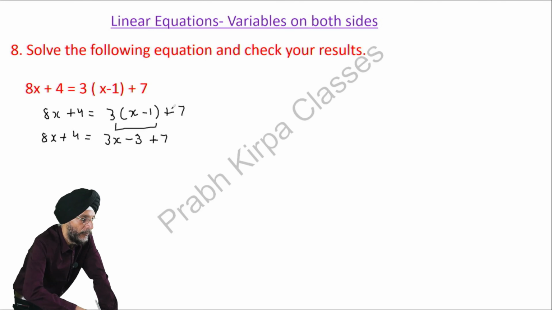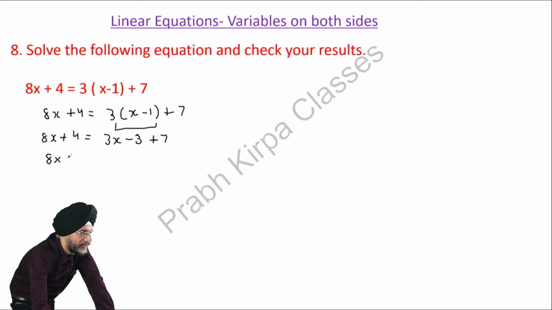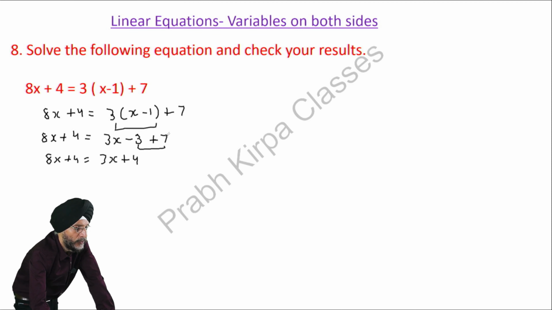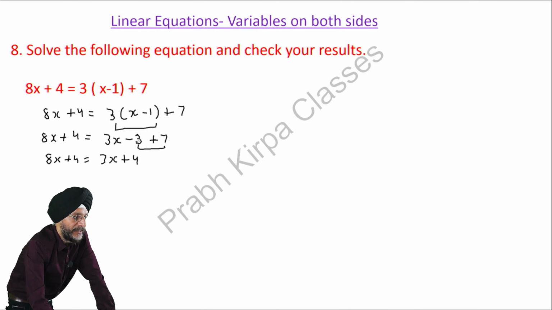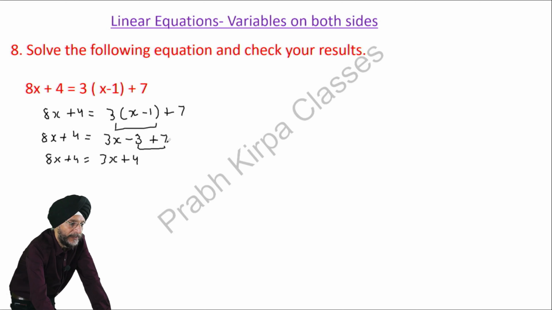So now what is before us? 8x plus 4 is equal to 3x. Then we will solve this. Plus 7 minus 3 becomes plus 4. So now this is the equation before us, and we will take the variables to one side and the numbers which do not have any variable to the other side.